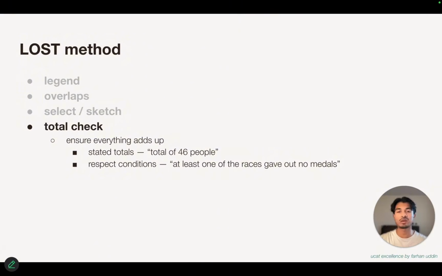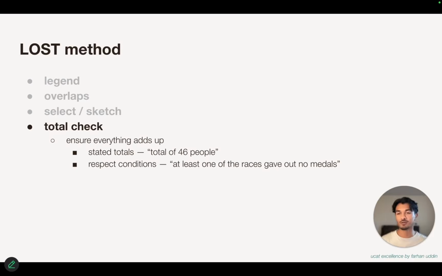You just got to make sure everything adds up. So if the question states a total of 46 people and you end up having 43 people, then you know that's not going to work out. And you also want to make sure that the answer option that you end up picking respects the conditions. For example, if it says at least one of the races gave out no medals, then you know that there's going to be one of those races that has a big fat 0 inside it because no one won that.